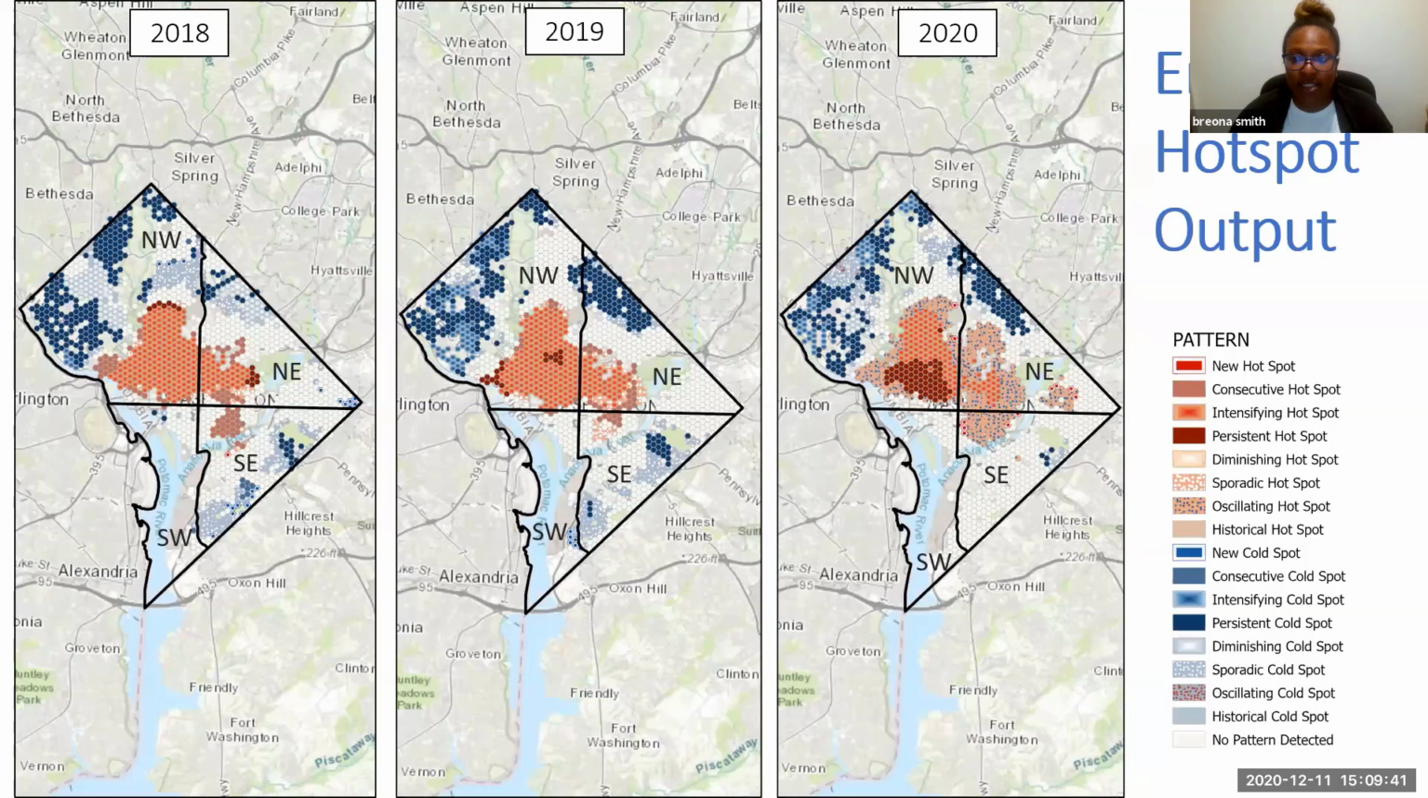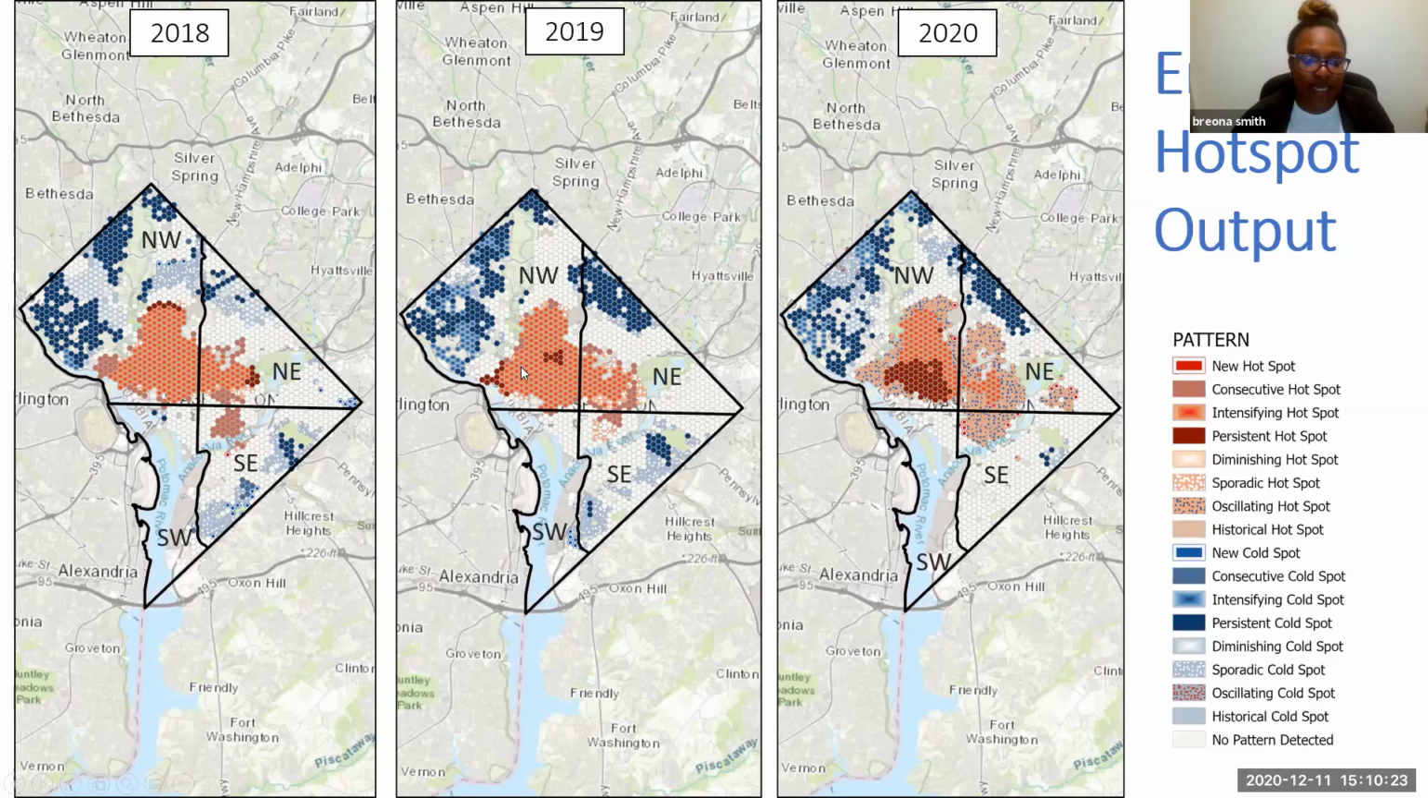These are the emerging hotspot output maps. For 2018, in the northwest corner of DC, this is where most tourism is done and where all the monuments and the White House are located. The dark red shows that there is an intensifying hotspot, meaning that these bins are statistically significant 90% of the time, and the high count increases over all time intervals. The darker blue shows that there is a persistent hotspot, showing that they are statistically significant 90% of the time. However, they increase or decrease.